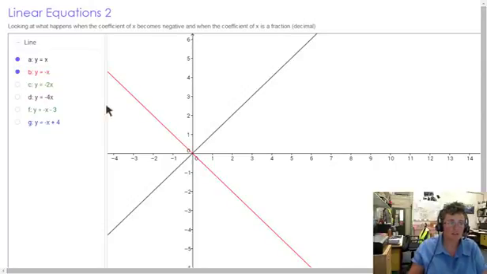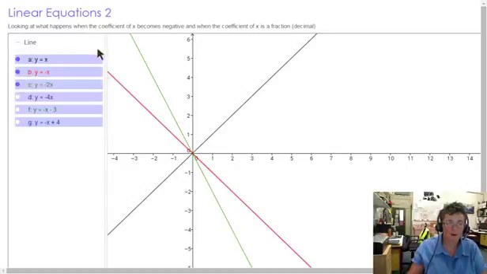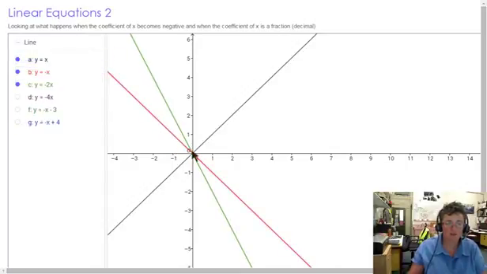So when the coefficient of x increases in the negative direction, our line gets steeper, just as we did before. So y equals minus 2x. For every 2 we go up, which is the positive direction, we go backwards minus 1. So that's 2 over minus 1 gives us a slope of minus 2.